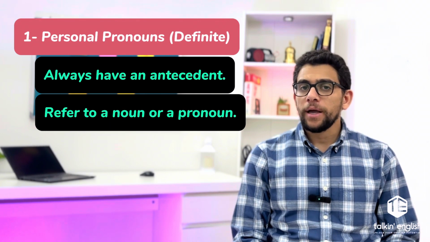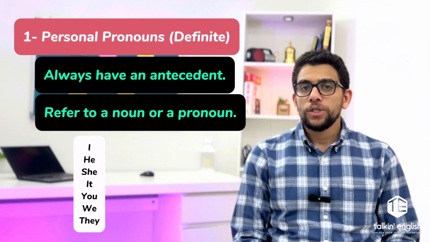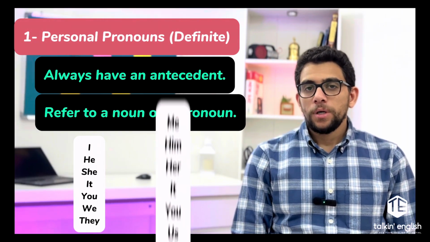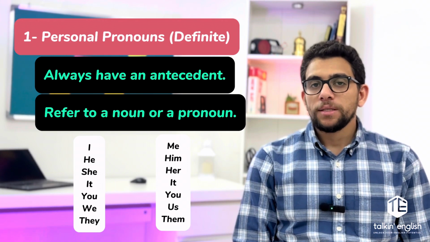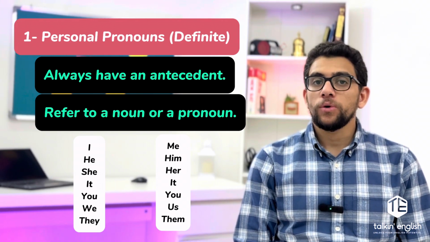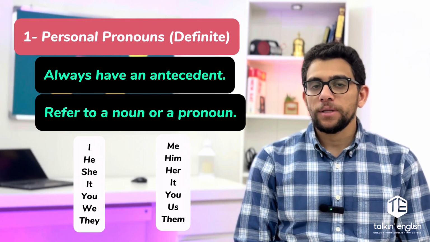Personal pronouns are like I, he, she, it, you, we, they, me, him, her, it, you, us, and them. All of these pronouns have an antecedent, as I told you, or they refer to a noun or a pronoun in the sentence. Let's take an example.